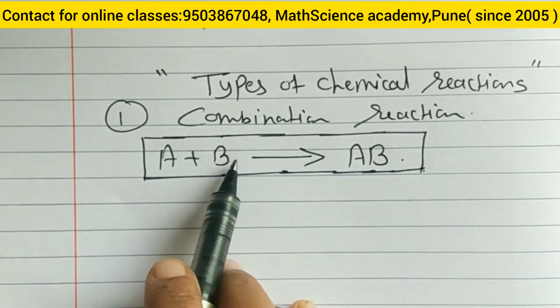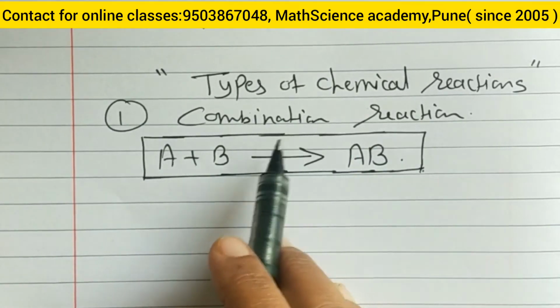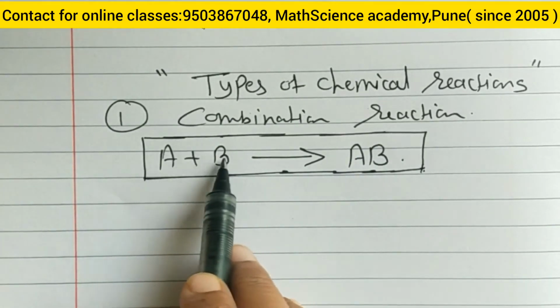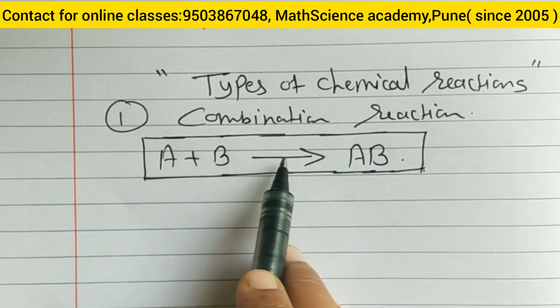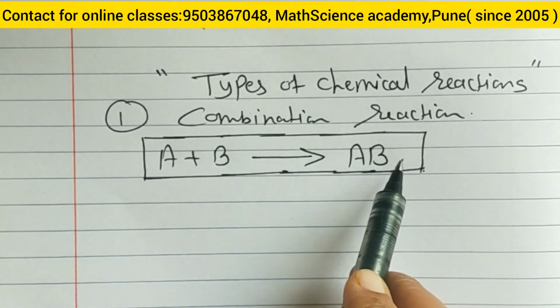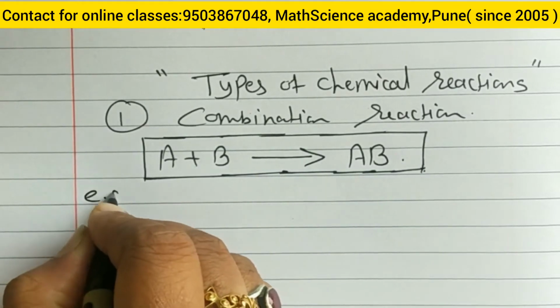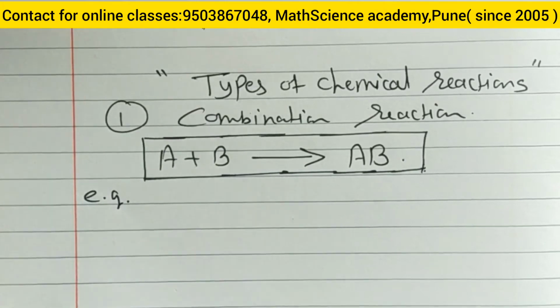Again I will repeat, what is the combination reaction? The combination reaction is one in which two or more substances or reactants combine together to form a single product through chemical changes. A single product is known as the combination reaction. Here I am going to give you one example.